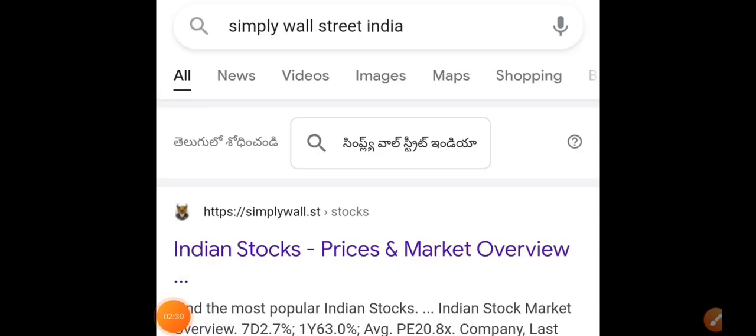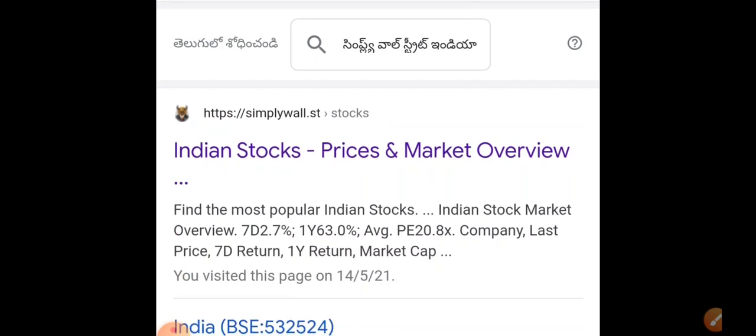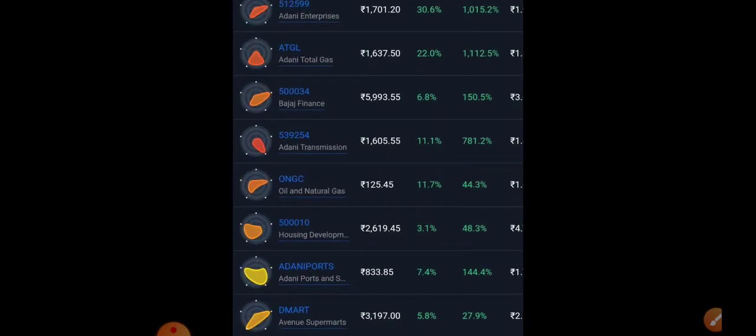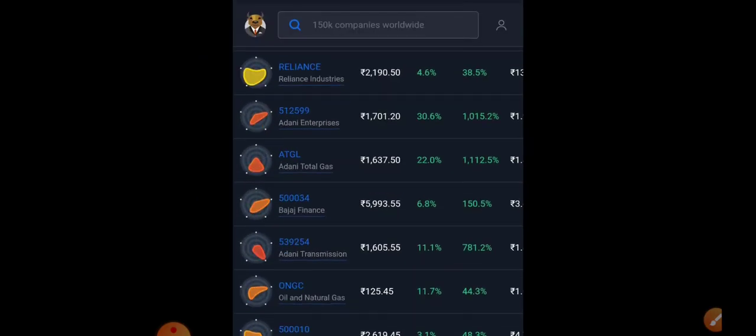As I told in the beginning of the video, we require a separate setup to analyze fundamentally strong stocks. For that, we need to go to a website called Simply Wall Street India. You can directly type it in Google, and you will get this particular website. Once you click that, this interface opens, where you will find the list of all the companies listed in the Indian stock market.